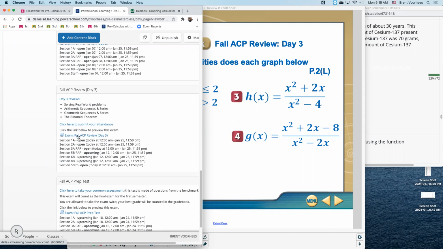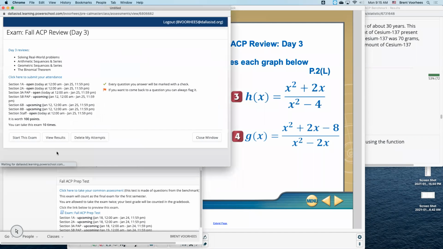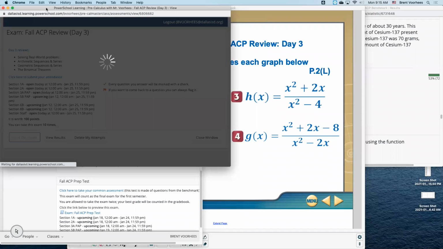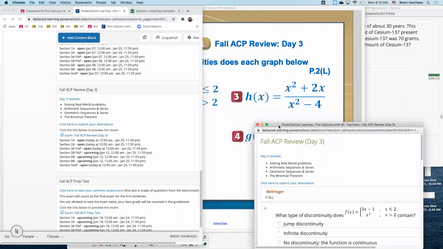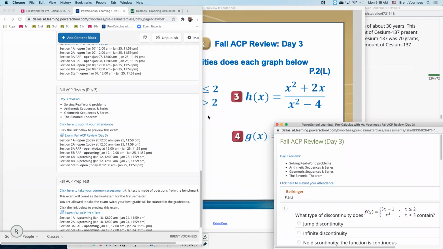Attendance, there's our bell ringers, DOLs. I would open that up for today because you'll submit your answers right in there. So I'm going to kind of shrink this a little bit, but we'll do that in a second.